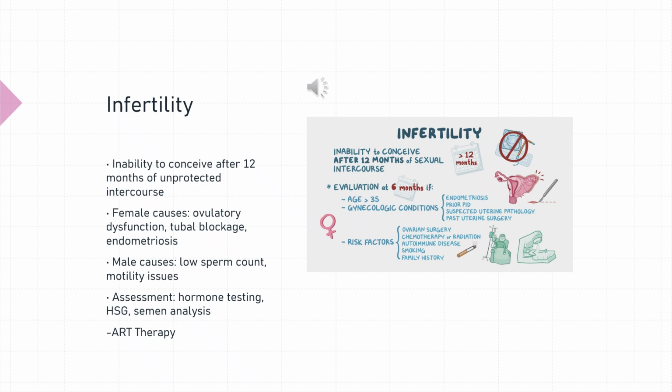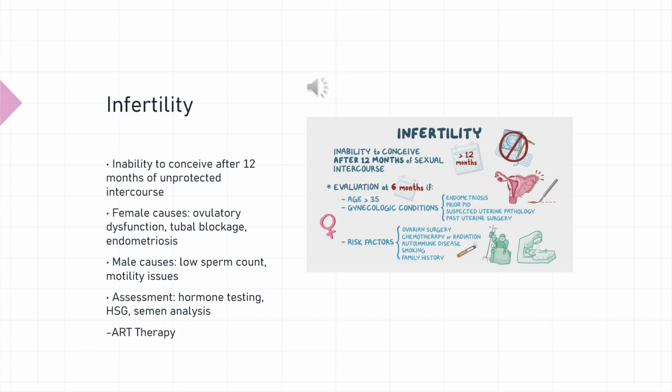If we find a problem that can be managed with surgical management, this would be things like removal of fibroids or polyps, or treatment of endometriosis, or any type of tubal reconstruction, then that could also be a step in managing infertility.